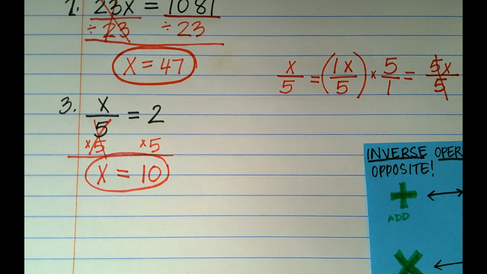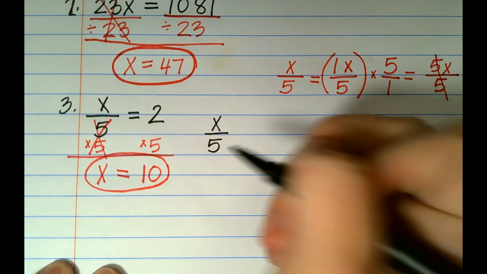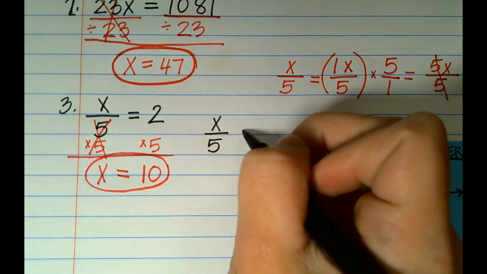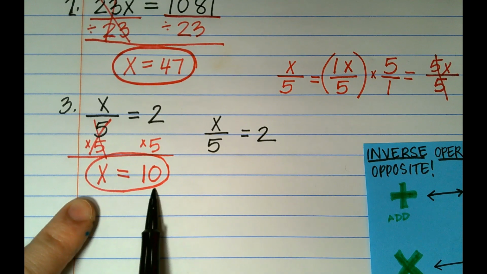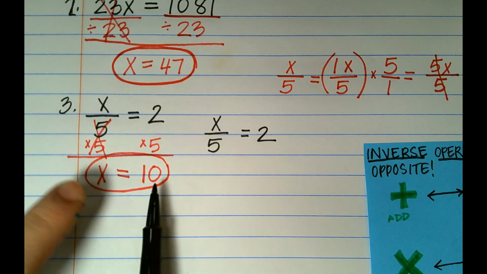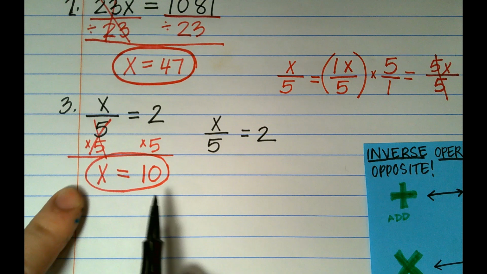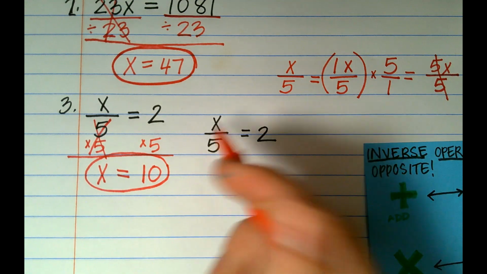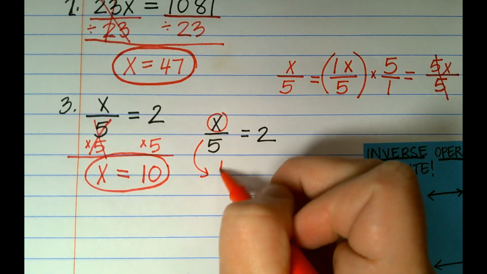I have over here, x over 5, x divided by 5 equals 2. And we just solved for x. We say x equals 10. What do we do that we did this morning or earlier? We need to replace the x with our 10.